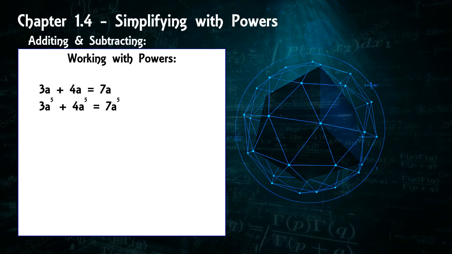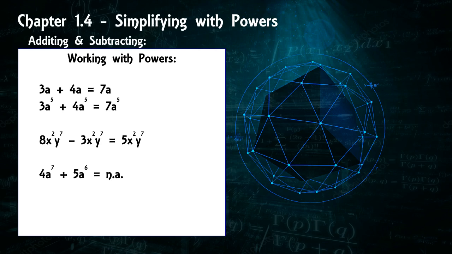Which means that 8x to the power of 2 y to the power of 7 minus 3x to the power of 2 y to the power of 7 turns into 5x to the power of 2 y to the power of 7. But 4a to the power of 7 plus 5a to the power of 6 cannot be simplified because the letters are not perfectly the same. So remember, multiplying is always possible, but you can only add or subtract if the terms are the same. And when they do, they stay the same.